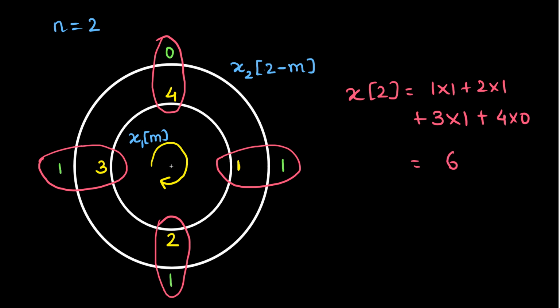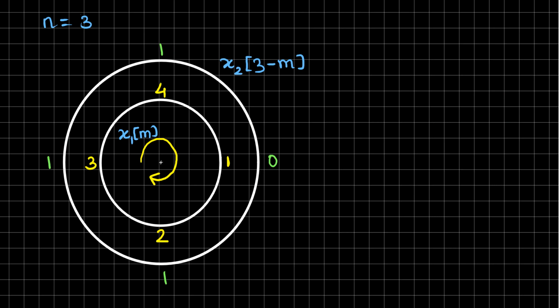Now similarly, if we need to find the value of x of 3, again we would need to shift this outer circle by 1 unit, that is, this 0 would now be available here, this 1 would be here, and so on. So what we obtain is something like this.